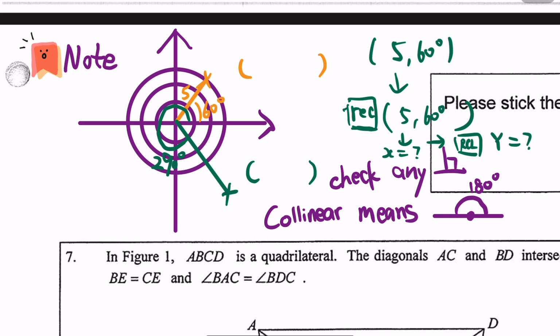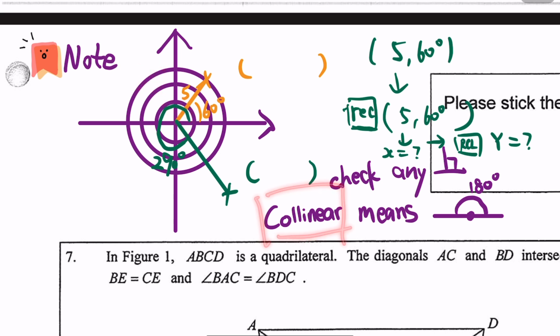So in DSE, it often asks for 2 types of question. One is collinear. Collinear means 180. So because you have degrees here, you basically need to find 2 points, and then they have the angle 180 here to prove they are a straight line, or collinear.